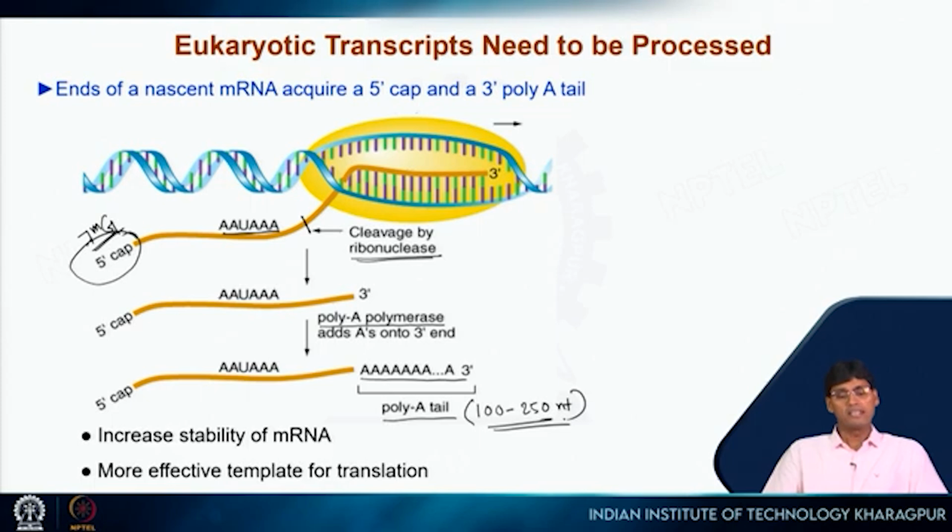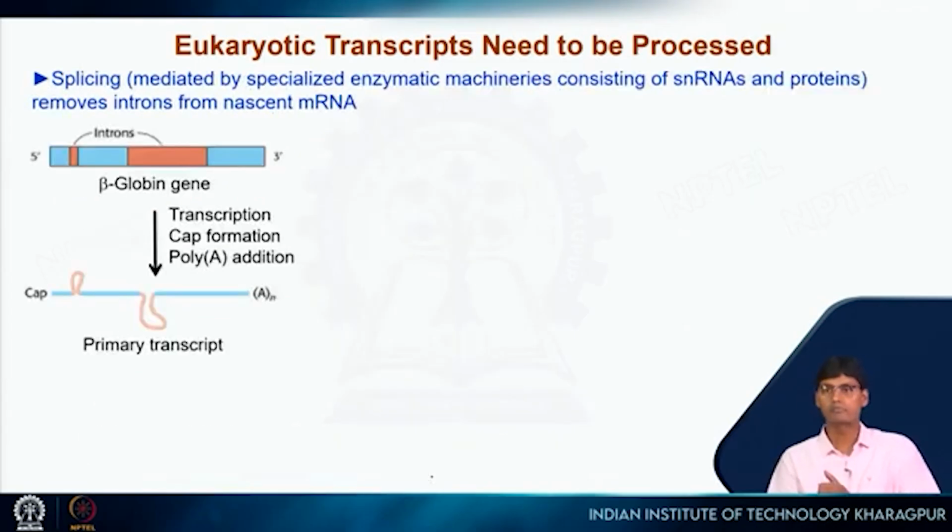All these things, the 5 prime cap as well as the poly-A tail, increase the stability of mRNA as well as make it a more effective template for translation, which I will discuss during the translation. And now here if we see, the eukaryotic transcript also needs to be processed.